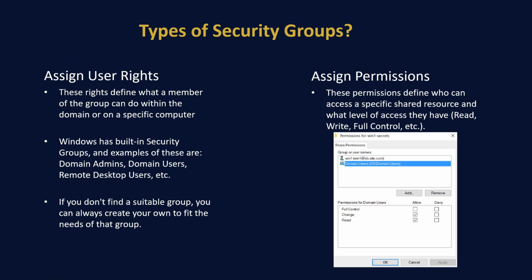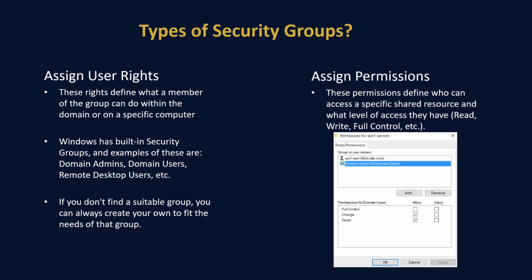When we talk about security groups in Active Directory, we're really talking about two major jobs they perform. The first job is assigning user rights. The rights define what a user is allowed to do on a computer or across the domain. Think of them as a user's system capabilities. These rights answer questions like: can this person shut down the server? Can they log on as a service? Can they use remote desktop?